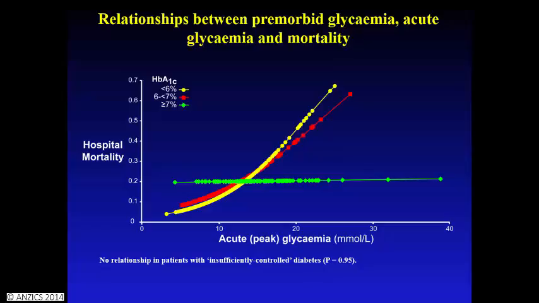The very contentious and I think very interesting part of this study was that for patients who have chronic hyperglycemia, who have HbA1cs greater than 7%, shown here in green, this association is lost. So even in the extremes of ICU hyperglycemia, so 20 to 30 millimoles per litre, in this logistic regression model, there was no increase in predicted hospital mortality.